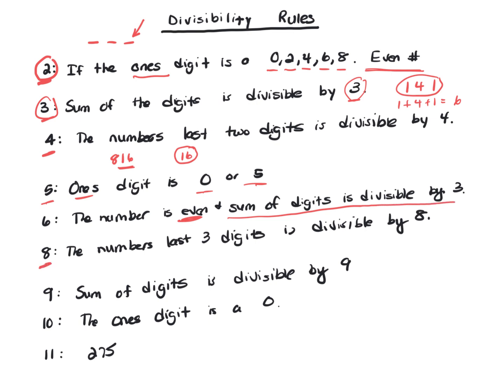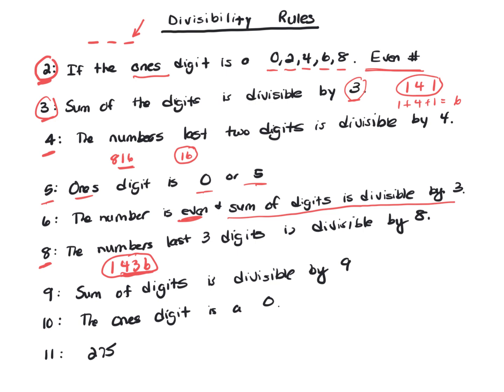8 is similar to 4, except you look at the last 3 digits, 436. So the last 3 digits here is 436. If 8 goes into 436, then 8 will go into 1436. Now, you're going to have to do long division because I don't have any tricks for if you can easily tell 8 goes into 436.